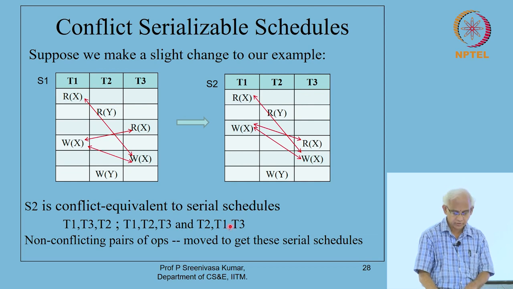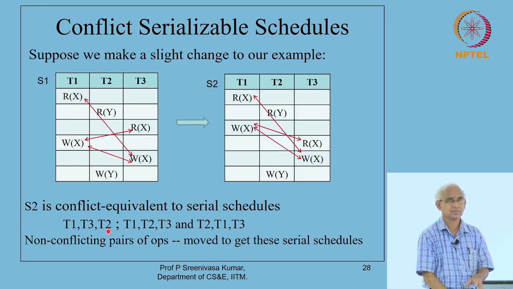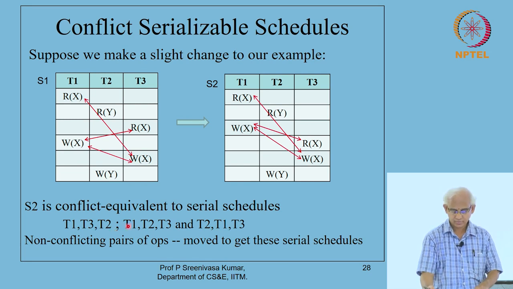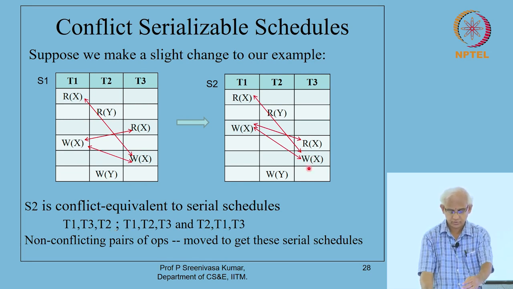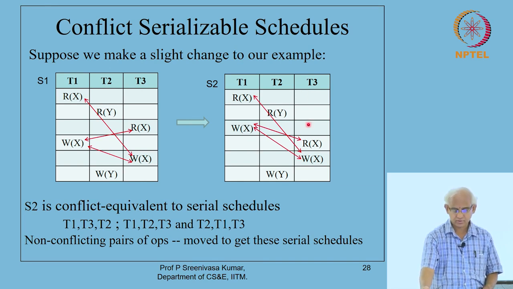Of course, it is not conflict equivalent to T3, T1, T2, because if you try to get T3, T1, T2, then these are conflicting pairs of operations, and you will be trying to reverse all of them, which is not possible because this is the order in which they have been given to us in the initial schedule.